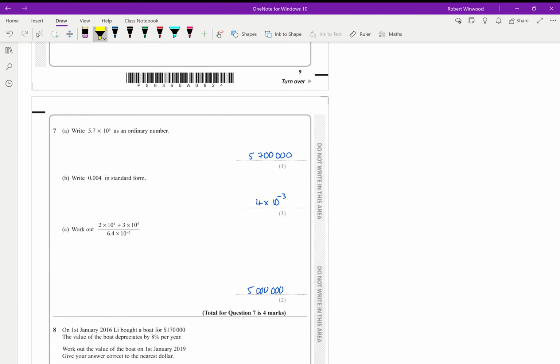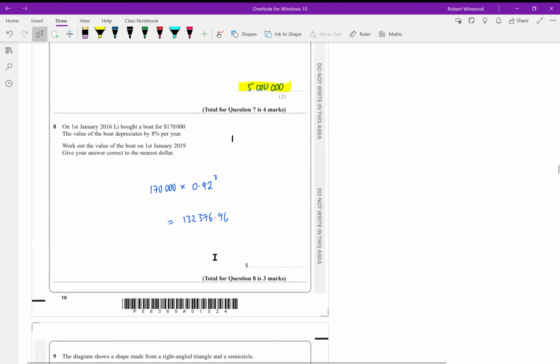Write as an ordinary number, so multiply it by 10 6 times. Write it in standard form. You've got to move the decimal point 3 times. Type this into your calculator. Make sure that you put brackets in the right places to get it to do what you think you want it to do.